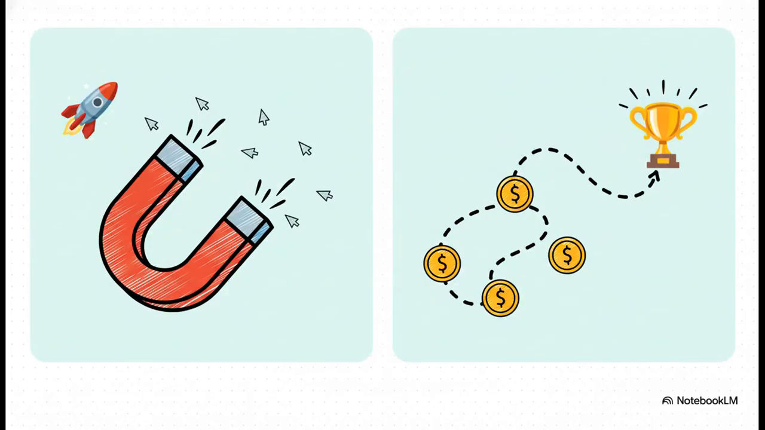Next up is the bidding strategy. Now, Google has a bunch of options, but for beginners, maximize clicks is absolutely the way to go. It's super simple. It just tells Google, hey, get me the most possible clicks for my budget. We'll save all the more advanced stuff for another day.